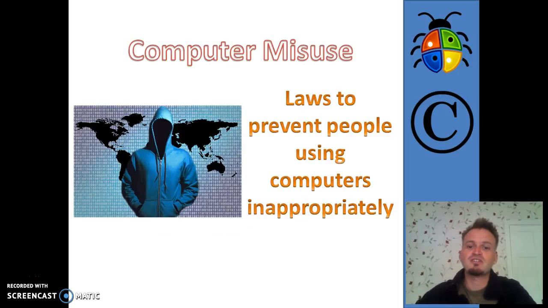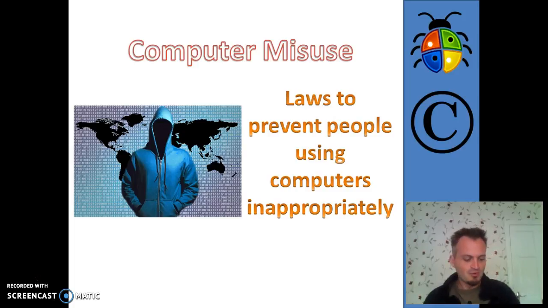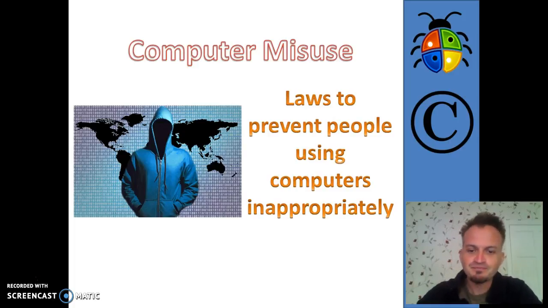The Computer Misuse laws are there to prevent people using computers in inappropriate ways. Now, oddly enough, in the UK, these were actually quite recent laws, relatively speaking. I think in the 90s or something, these laws came out. And I guess before that, there were computers, there were other laws that dealt with most stuff, but maybe hacking became more of a thing then.